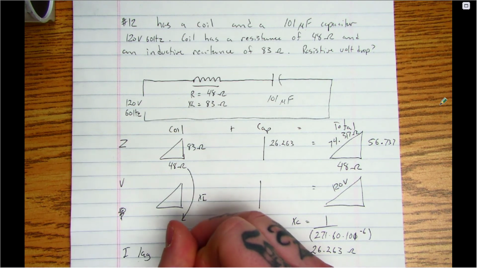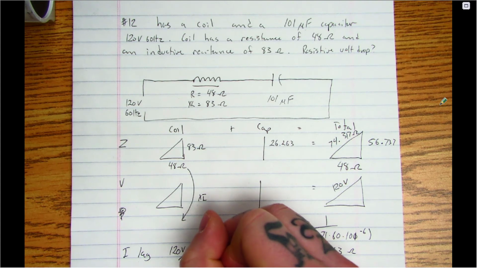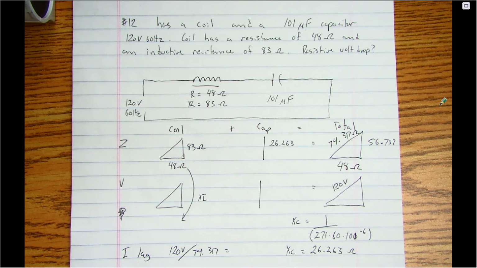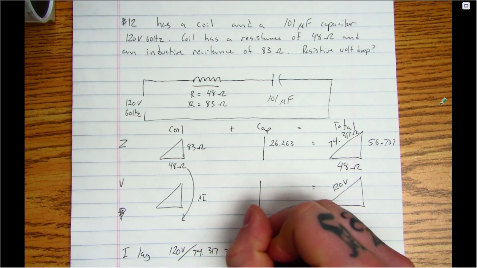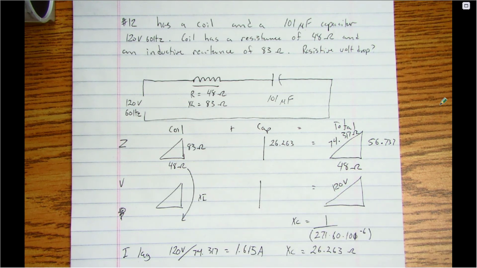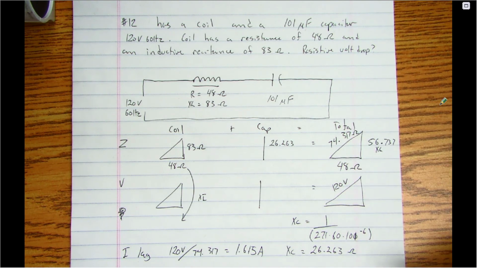To find current, I'm just going to use Ohm's law. I'm going to take 120 volts divided by 74.317, and I get 1.614 amps. And again, that is a lag because this is due to XL right here, because it was larger than the XC. So now that I have my current, I can find anything I need to.